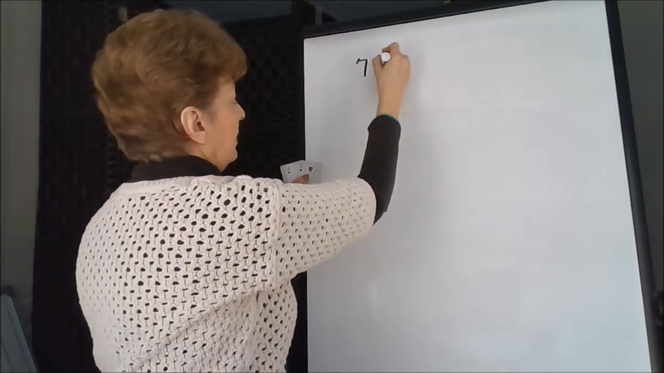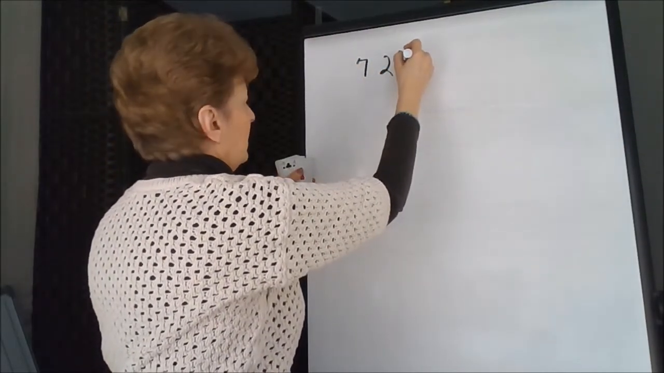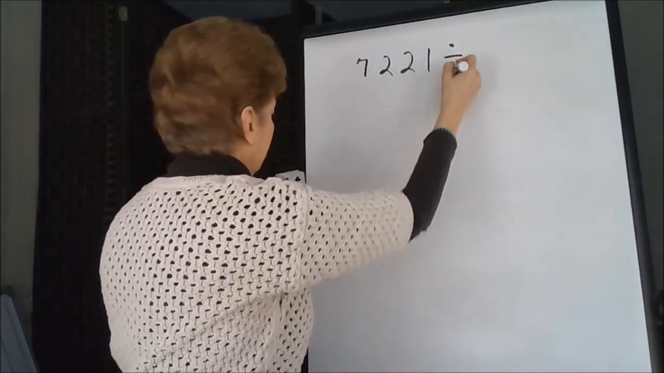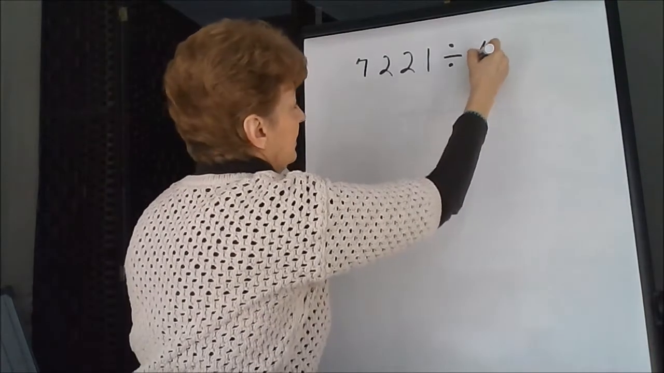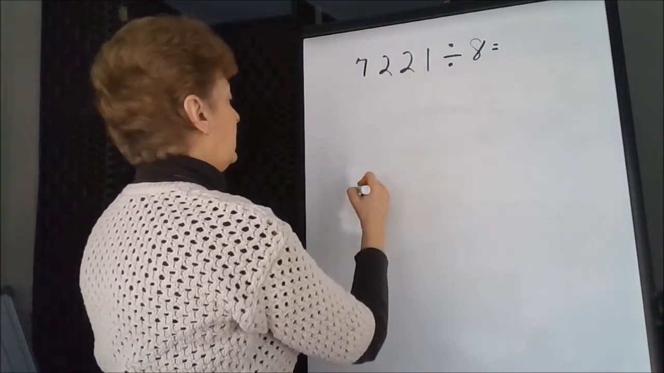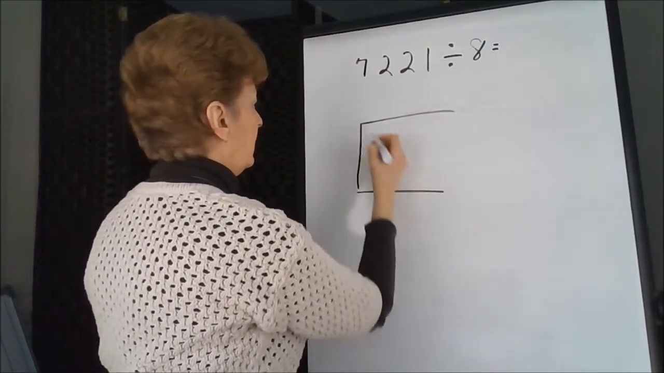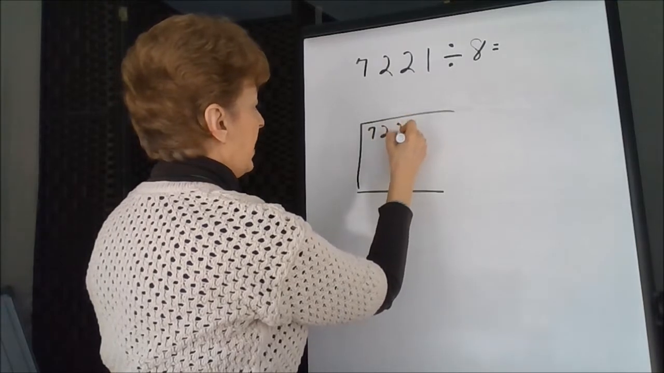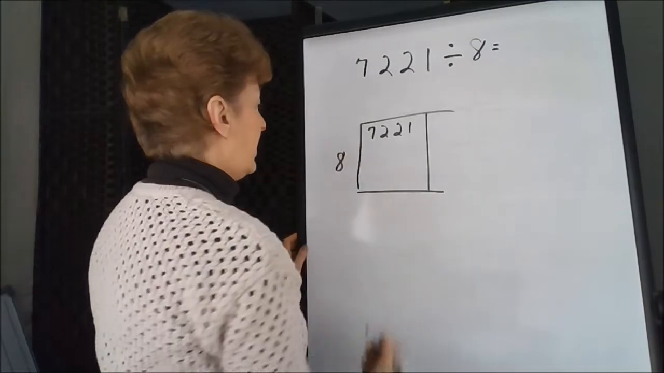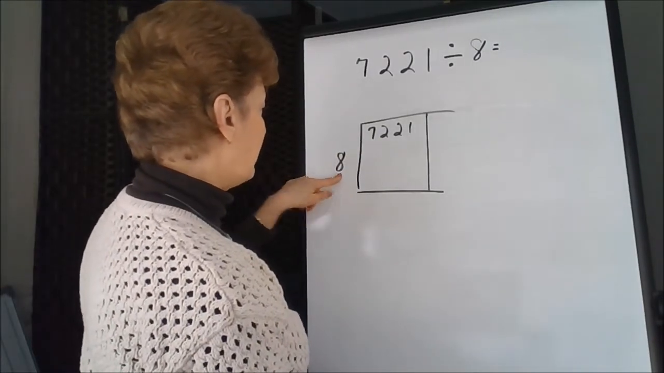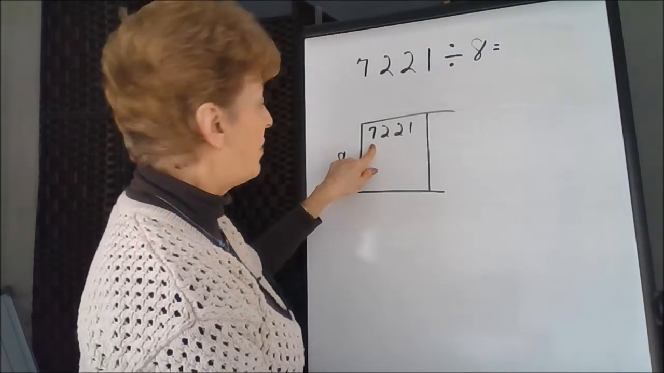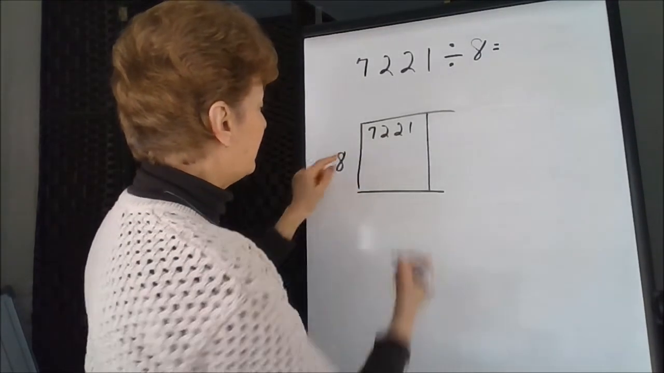7,221 divided by 8 this time. That's our equation. Here's our box. Our dividend goes in the box. The divisor comes outside the box. And we start to think: will 8 divide into 7? No, 7 is too small. So now let's look at this as 72.